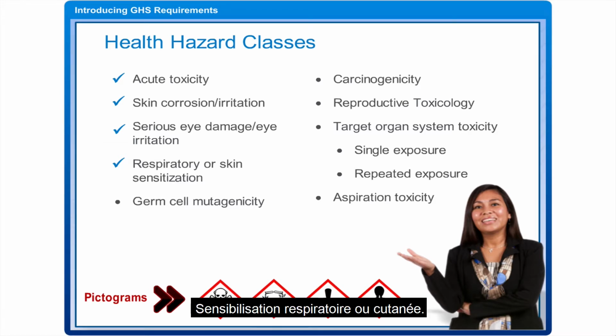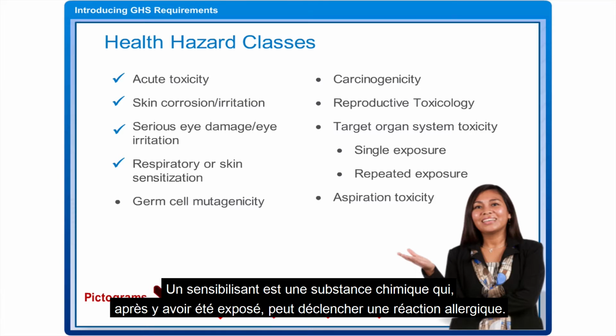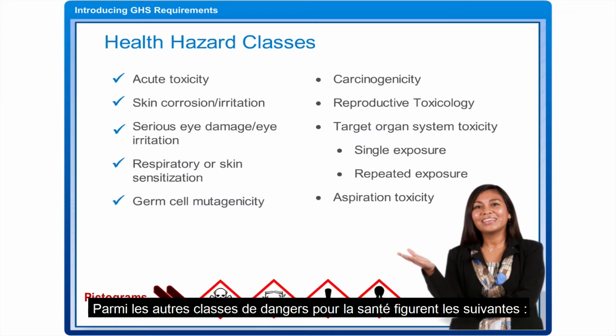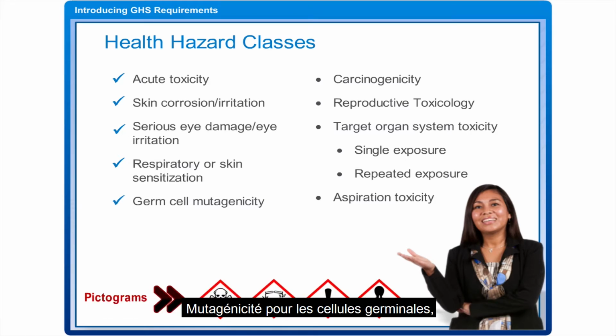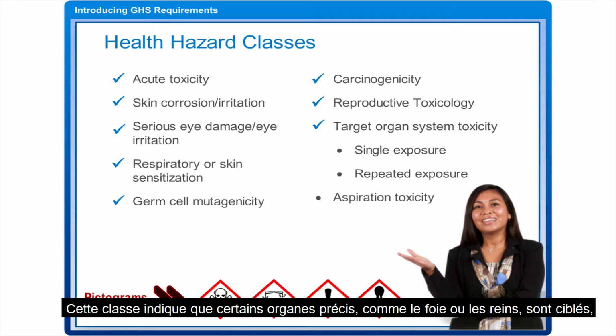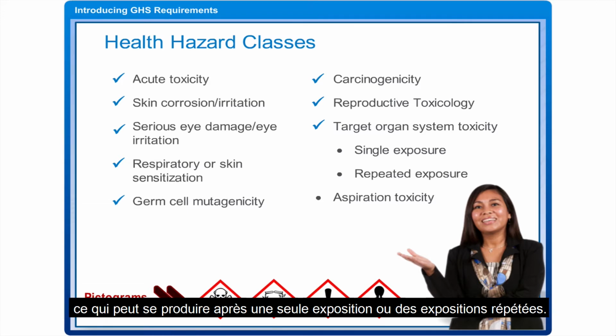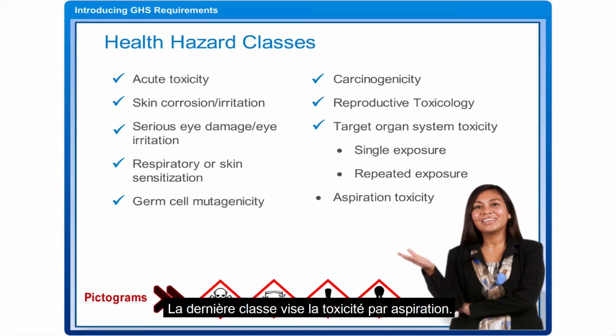Respiratory or skin sensitization. Do you know what a sensitizer is? A sensitizer is a chemical that after exposure to it can trigger an allergic reaction. Other health hazard classes are germ cell mutagenicity, carcinogenicity, reproductive toxicology, target organ system toxicity. This indicates that specific organs like the liver or kidneys are targeted, and this can happen after either single or repeated exposure. And the last class is aspiration toxicity.